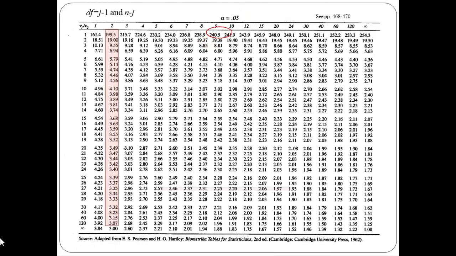Here's the F table from the back of the book. Notice at the top of the table we see alpha equals 0.05. You'll find a different table for different alpha values. Notice that the columns and rows are labeled with the degrees of freedom. In this example, I have 2 and 27 degrees of freedom.